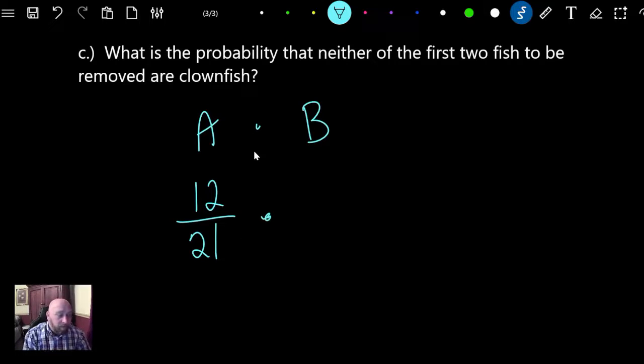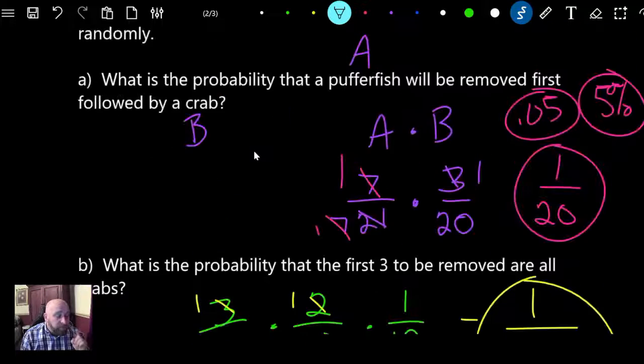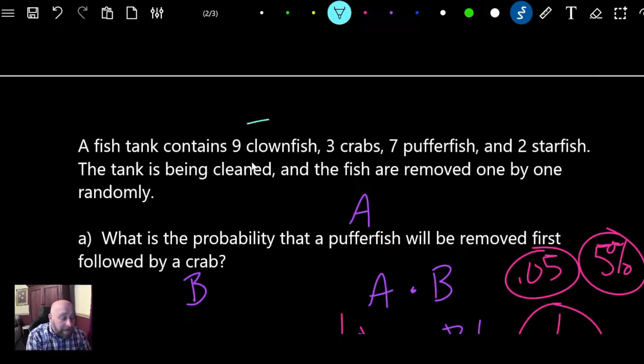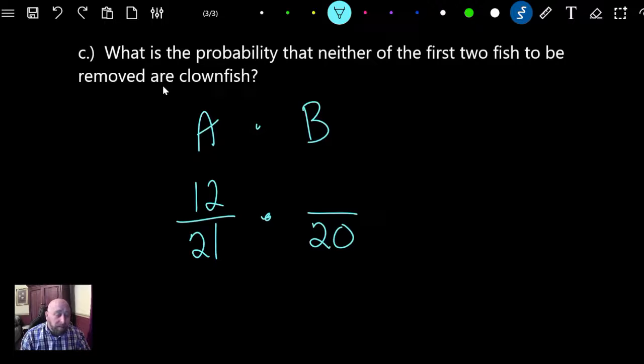Now, think about this. Now we've removed one, not a clownfish. So there are now 20 total fish. Remember, we did not remove a clownfish. So look, there are still 9 clownfish in the tank. And so now we would just subtract 20 and 9, and we would get 11. So that's how you would do that one.